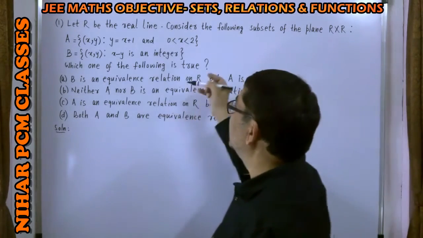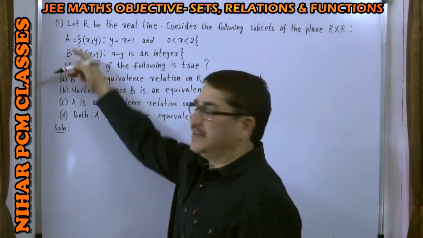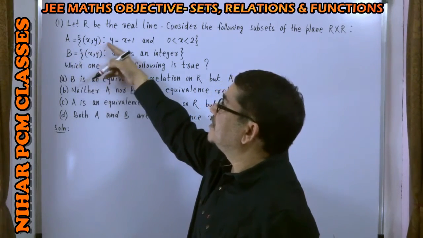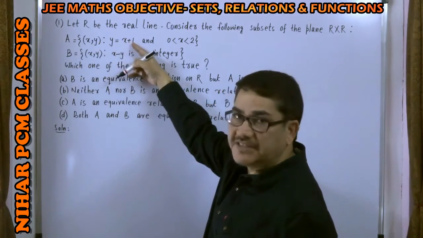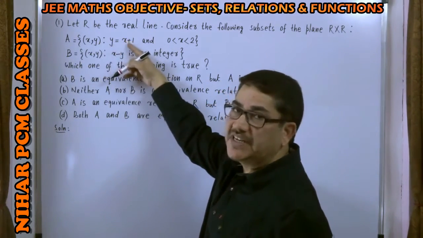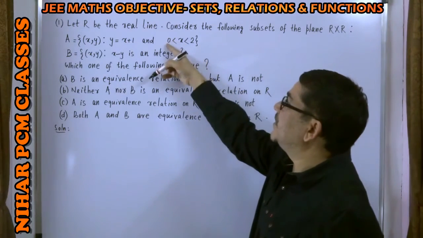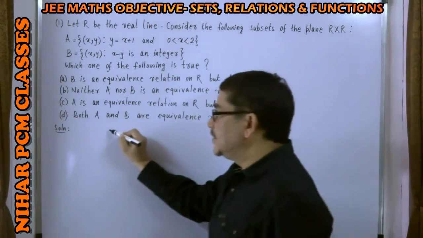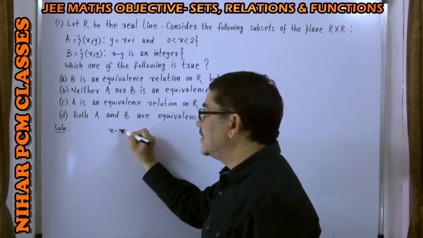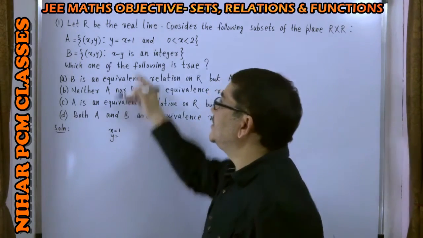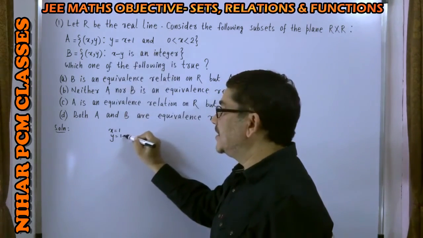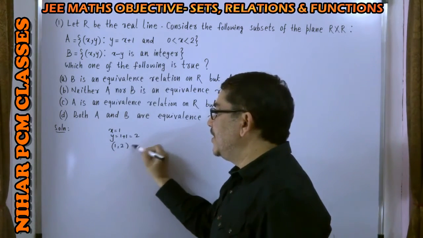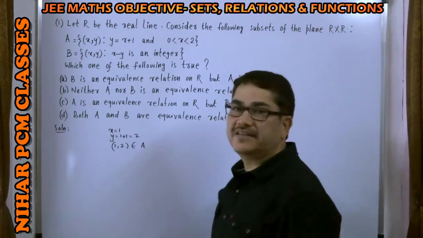First let's observe A. A contains all ordered pairs (x, y) such that the second element is 1 more than the first element, because y is equal to x plus 1 and x is greater than 0 and less than 2. So in place of x, let's take an element, suppose 1. If x is equal to 1, what about y? Y is equal to x plus 1, that is 1 plus 1, that is 2. So (1, 2) belongs to set A.